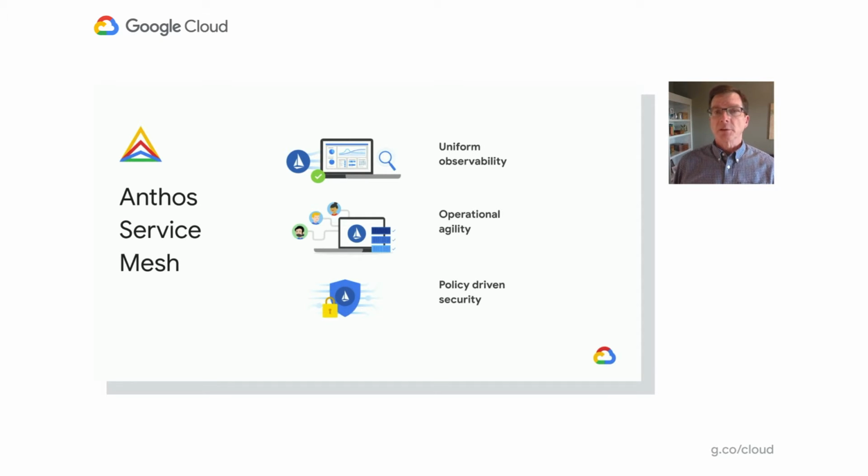Second, we have operational agility. So we are in the network and we can control that network traffic. So we can do lots of things. We can do canary deployments or blue-green deployments. We can do load balancing, and we can do load balancing with a variety of algorithms. For testing purposes, we can even do fault injection, so you can make sure your services are resilient. And we can even set quotas. The third attribute is security.